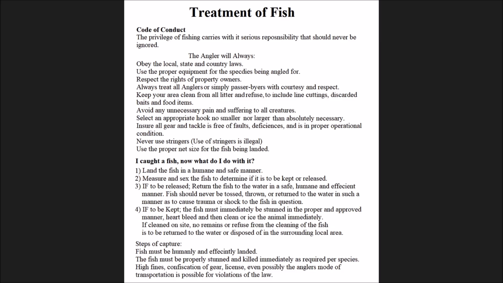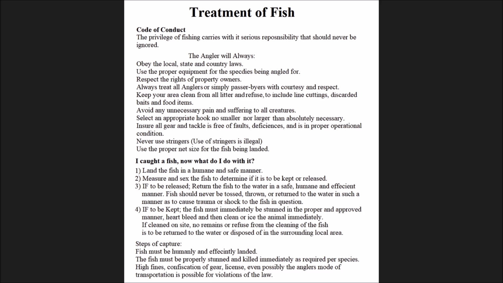Use the proper net size for the fish being landed. Typically, the length of the fish denotes the depth of the net and the width across or diameter of the net being used. I always use about a 50 to 60 centimeter net, up to a meter, depending on the fish that I'm going for. I can always land a smaller fish in a larger net. However, it is considered illegal to land a larger fish in a smaller net.